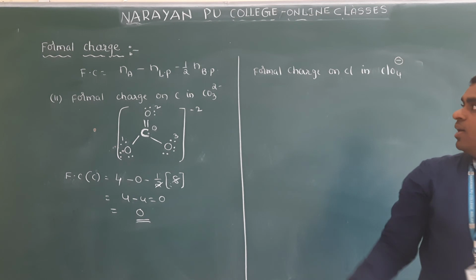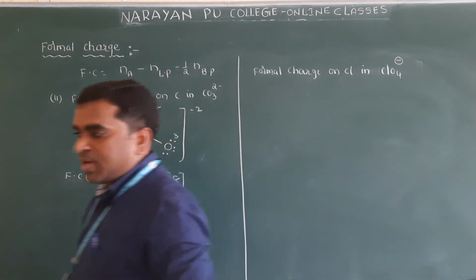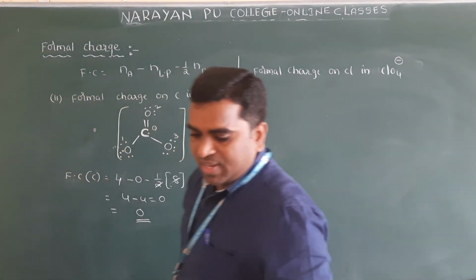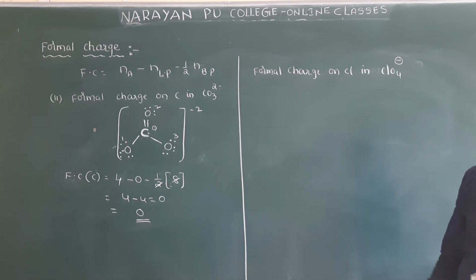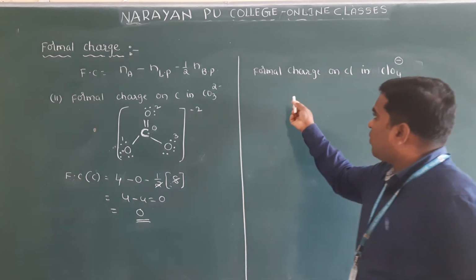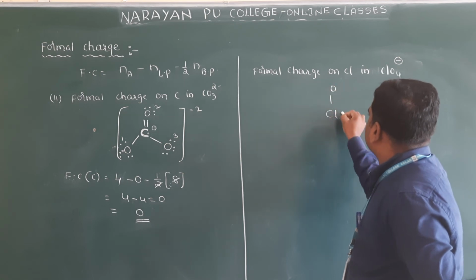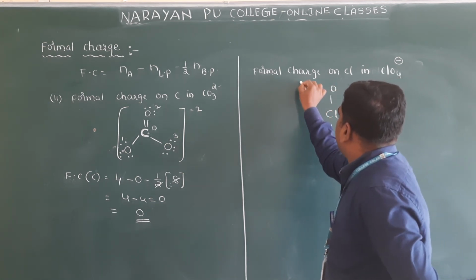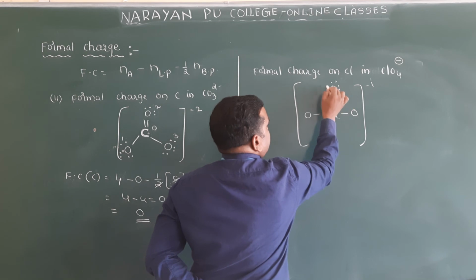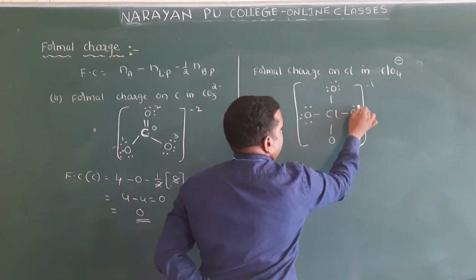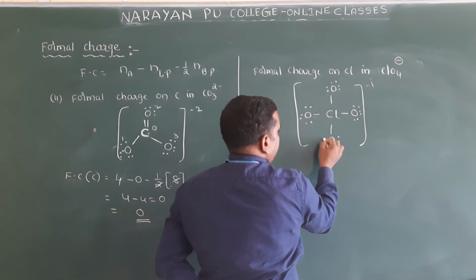And next they have given the formal charge on Cl in ClO4 minus. First you have to write the Lewis dot structure. For the Lewis dot structure, I will give it directly and you just practice. This is chlorine, and here oxygen, oxygen, oxygen, oxygen. This is minus 1. Clear? So now these are the lone pairs of electrons on each oxygen.